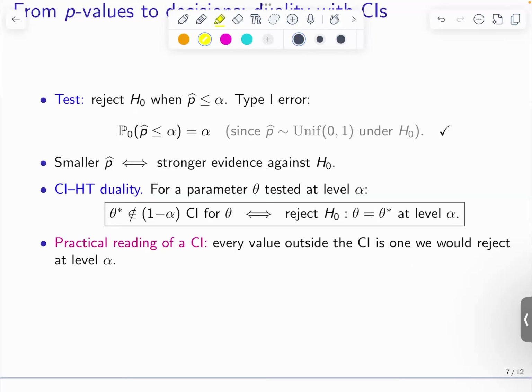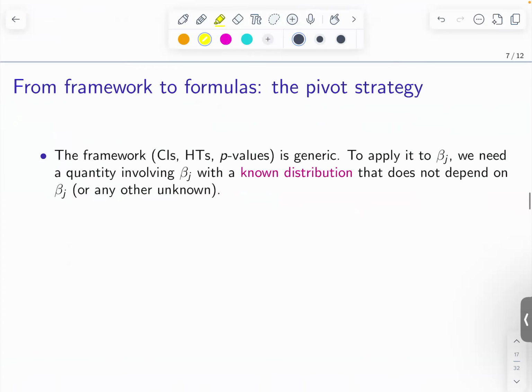The practical reading is this: every value outside the confidence interval is one which we should reject at level alpha if you're testing. Okay, you can build a confidence interval and just get a test for free. Okay, so let's actually construct one of these in our problem.